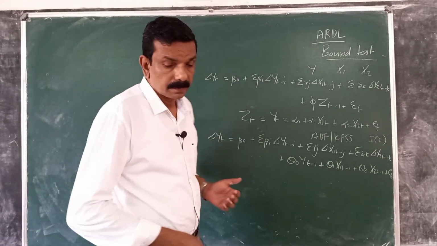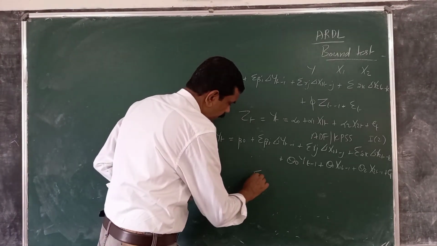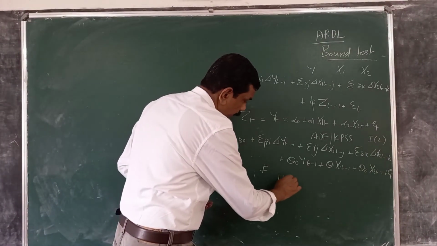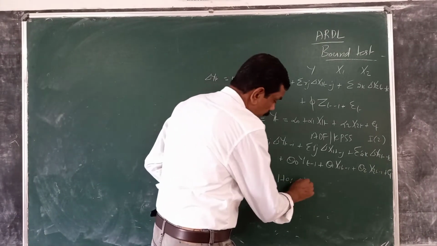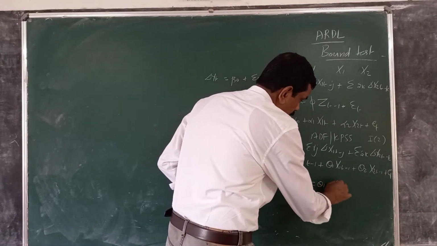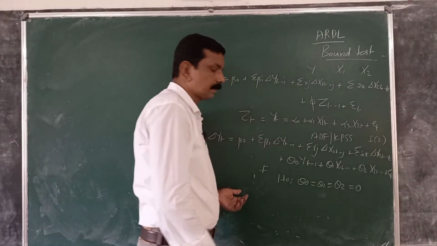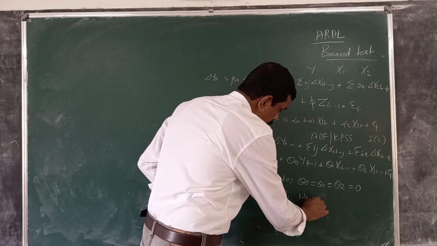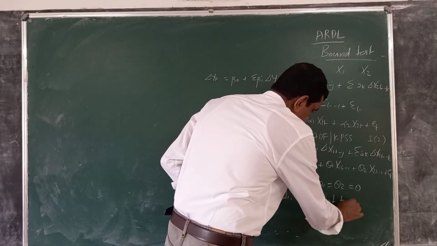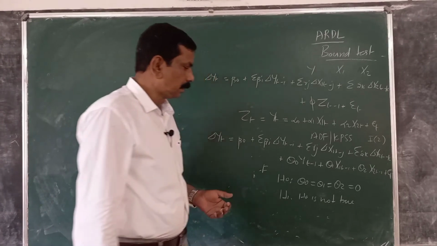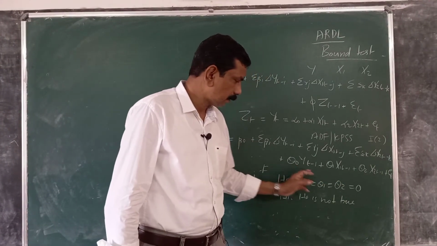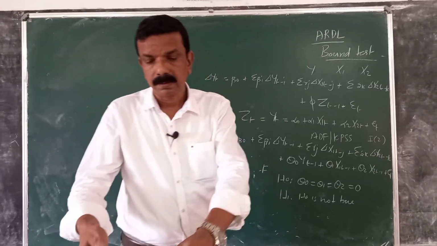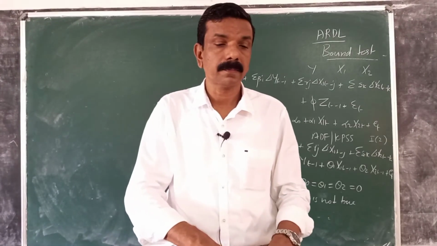The model is this, and the F test for testing the hypothesis is H0: theta 0 equal to theta 1 equal to theta 2 is equal to 0. And H1 is H0 is not true. This is our null hypothesis, theta 0 equal to theta 1 equal to theta 2 is equal to 0. H1 is H0 is not true.